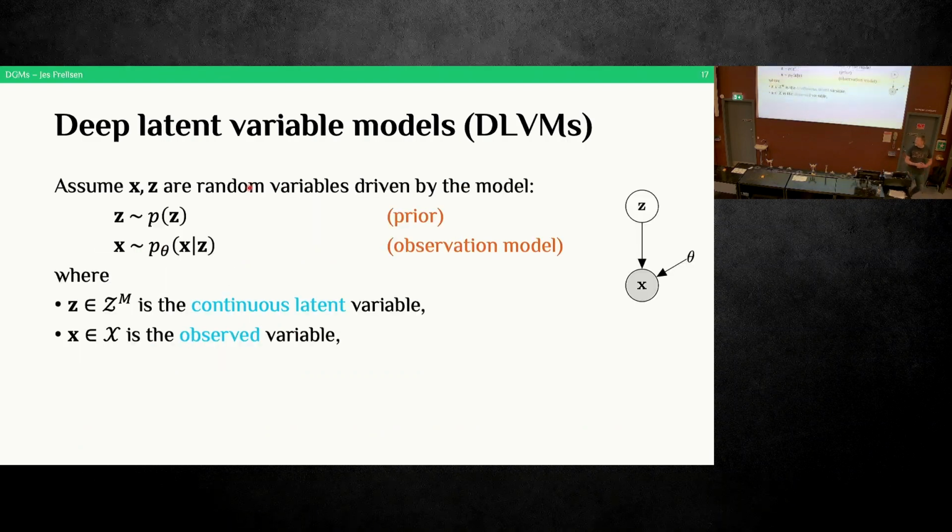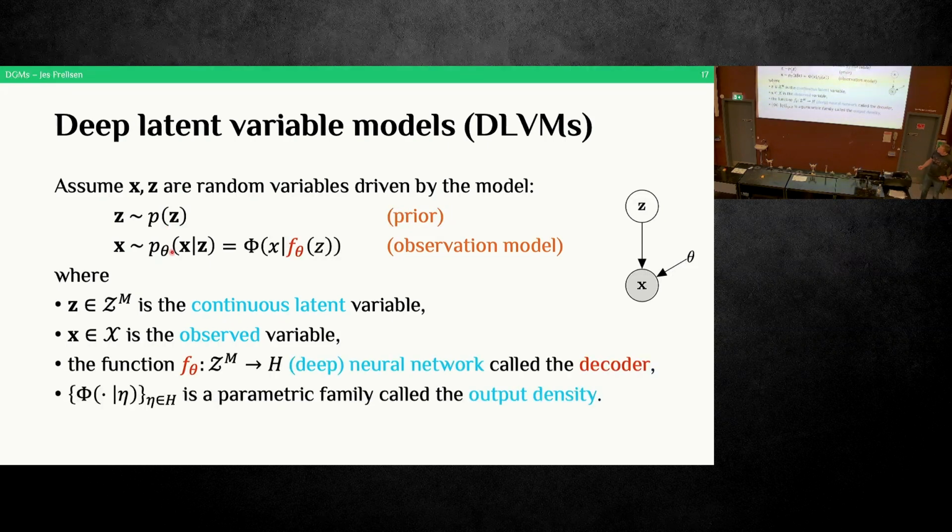Okay, so let's dive into deep latent variable models. We already went through the generative process, but let's put some more terminology on it. So we have Z, that's the latent variable. In deep latent variable models, we usually assume that Z is a continuous latent variable, and we call P of Z the prior. It's not a Bayesian prior, but we still use the term prior for it. Then we have X, which is the observed variable, and we have P of X given Z, which we call the observation model.